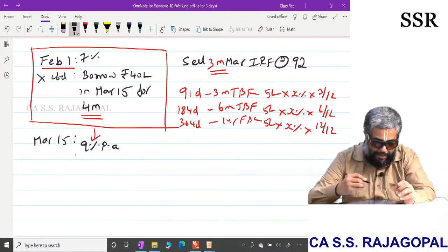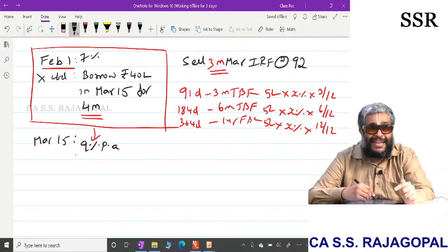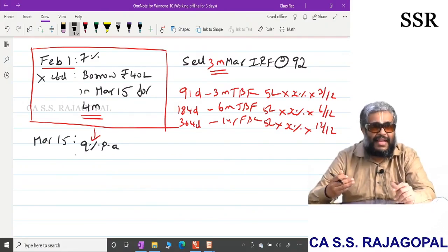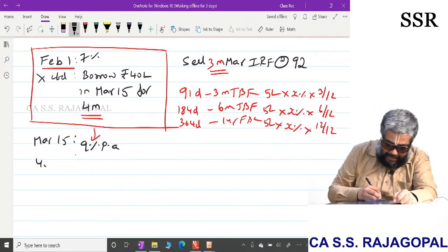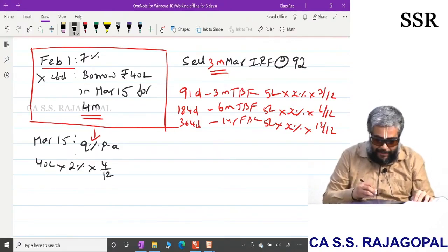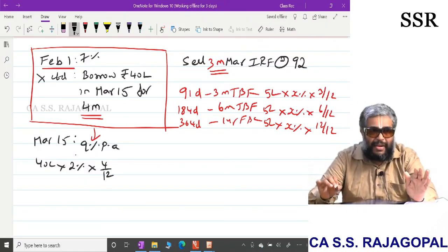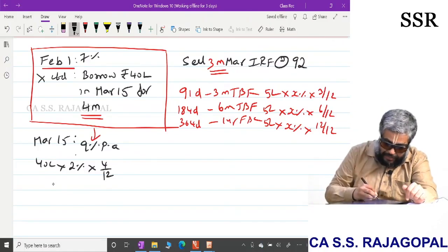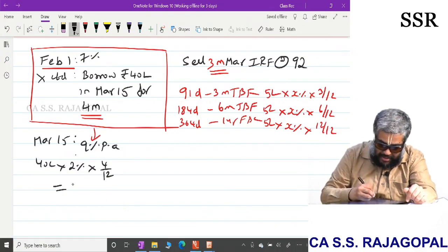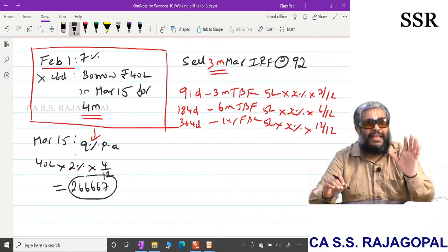Everybody understanding? That means I have to pay 2% interest extra on the 40 lakhs into 4/12. That is the extra interest I have to pay on 40 lakh rupees. This I have to cover through my futures market. So 40 lakhs into 2% into 4/12 will work out to something around 2,66,067 rupees extra interest I have to pay here. Everybody agreed?